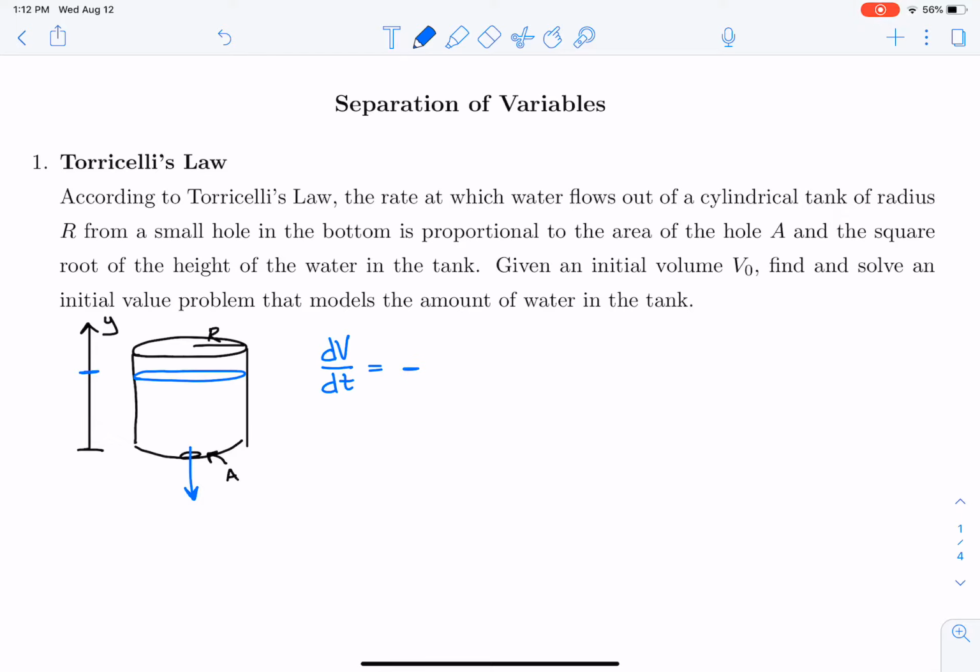And then it's proportional to, so that means it's a constant times, and it's actually proportional to two things, the area of the hole, A, and the square root of the height of the water. So it's a constant k times A and times the square root of the height of the water, which we'll call y. Now, immediately you should see that this is an equation that describes the rate of change of the volume, but it's in terms of the current height, which is y.